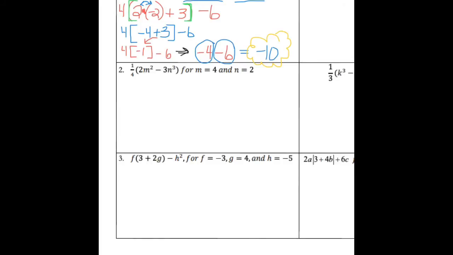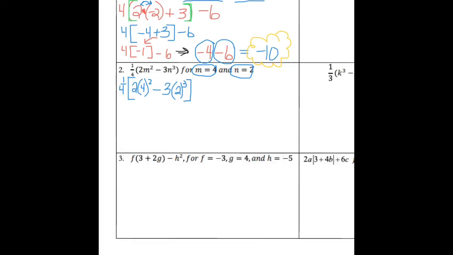Okay, let's do it again. This next one is a little bit tricky. It has some fractions in there. So remember, I'm changing the variable m to the number 4 and the variable n to the number 2. So I need to rewrite the whole problem. So I have 1/4 times, I'm going to turn it into a bracket, 2 times, what is the value of m? 4, and I have to square that, minus 3 times the value of n, which is 2, and I have to cube that and I'm going to close my bracket.